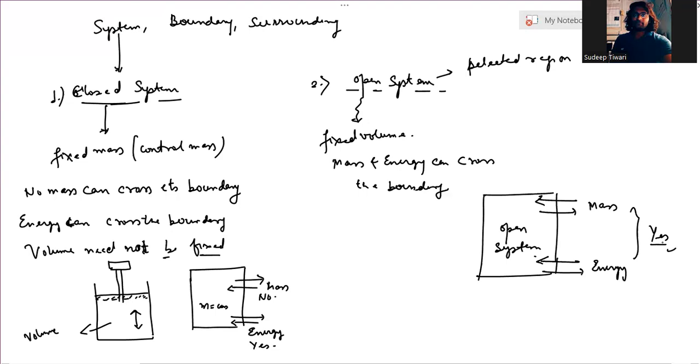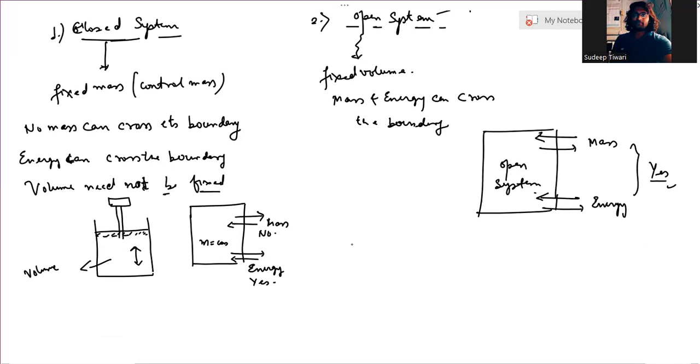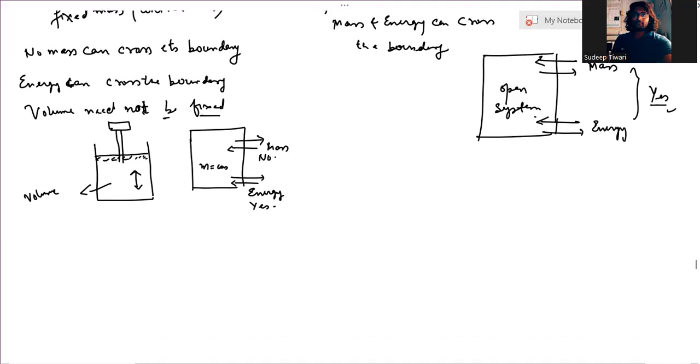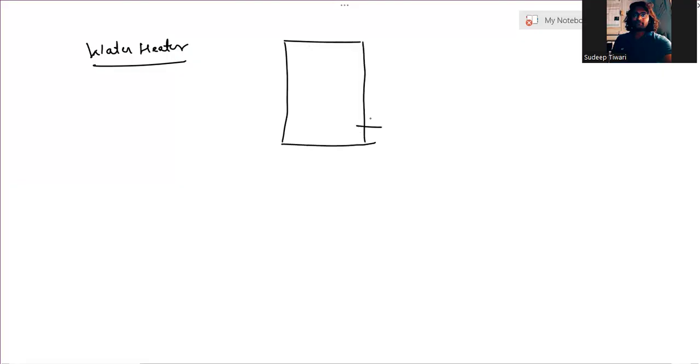So for example, if we have a system of a water heater. So in a water heater, let's say I'm considering an example of a water heater. In a water heater, you have this control volume only. Okay, so this is your water heater. You have an inlet here, you have an outlet here. So this is your inlet, this is your outlet.